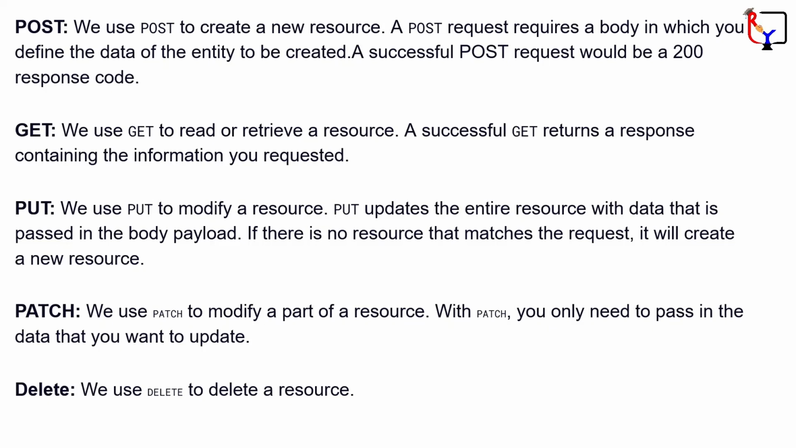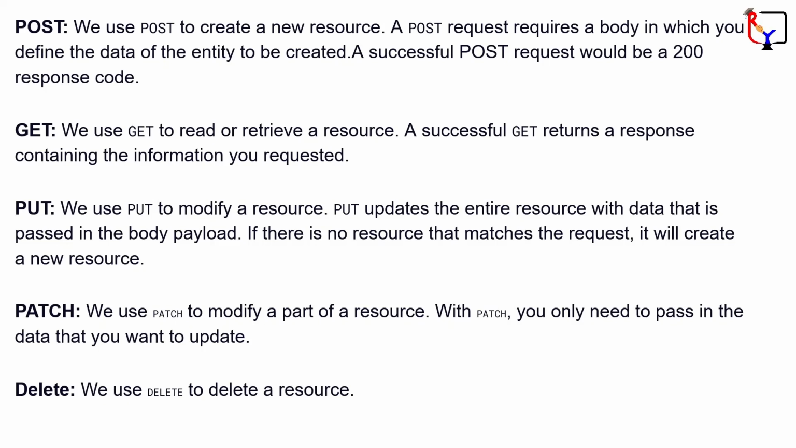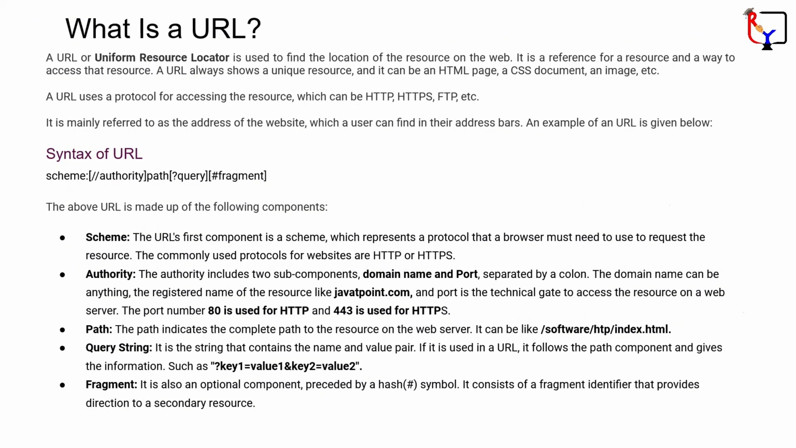And now come to DELETE. DELETE is used to delete the existing resource on behalf of an existing ID. Okay, now jump into GET. We use GET to read or retrieve a resource, meaning we use GET to fetch the existing data from the server. A successful GET returns a response containing the information you requested. Okay, that's all. Hope with all these methods you understand the basic concept. I will explain more practically in the coming video.